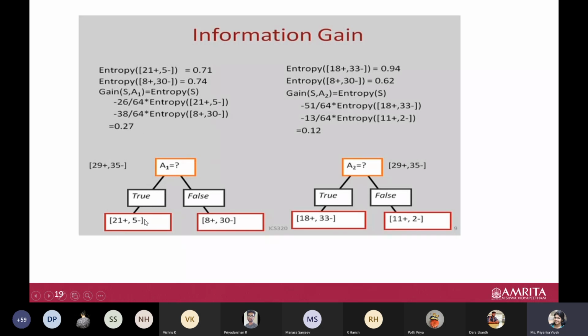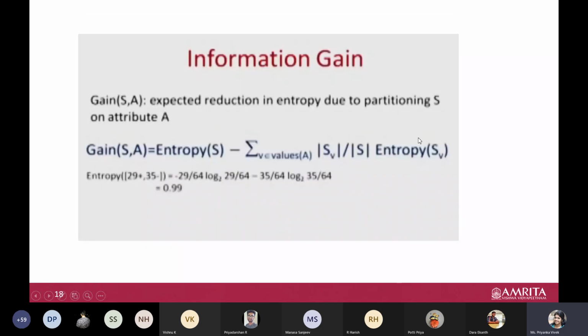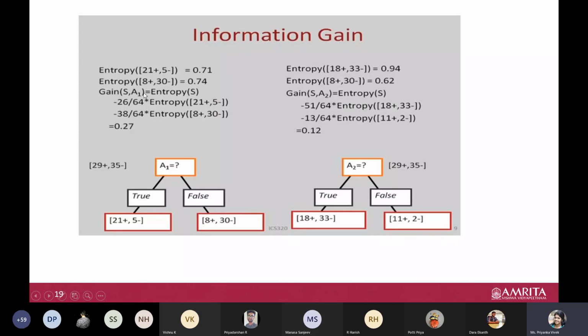Why 26? That is when it is true. First value is true. So what is the proportion of true values? That is 26 by 64. And out of this 26, how many are positive, how many are negative? Similarly, the next term would be for the other value of this attribute, because we said this is for each value of A. So similarly, 38 by 64 into entropy of, in that 38, how many positive, how many negative. That entropy again you have to find. They have calculated, we'll calculate again. Don't worry, I'm just showing an example.